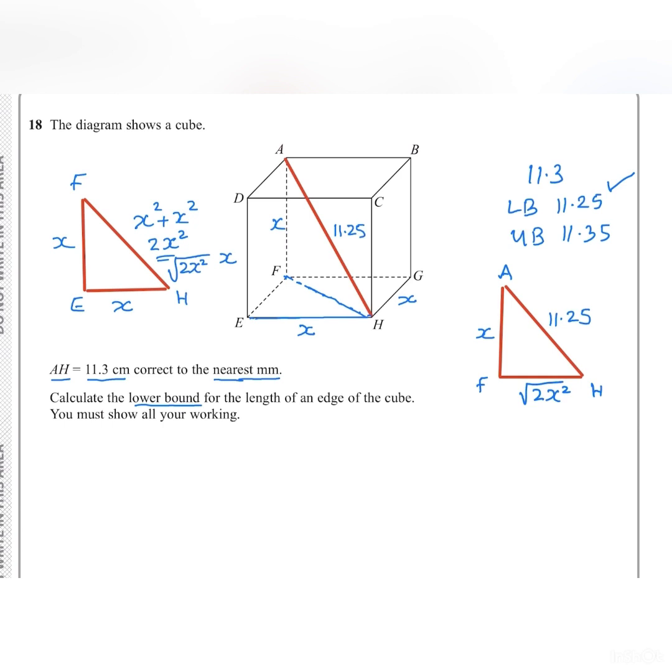Okay, so now to find A to H, you can do x squared plus the square of this side. That means just removing the square root if you're going to square that side. So that's plus 2x squared, and that equals 11.25 squared. Okay, so now we can collect the like terms together. So that is 3x squared equals 11.25 squared.